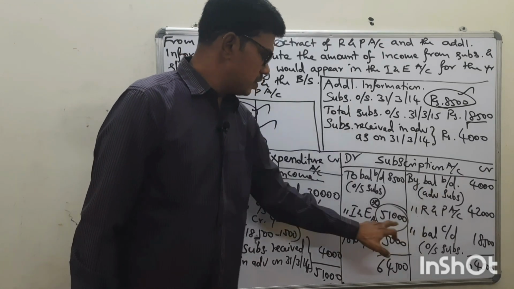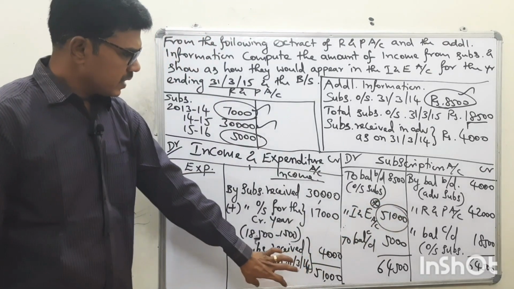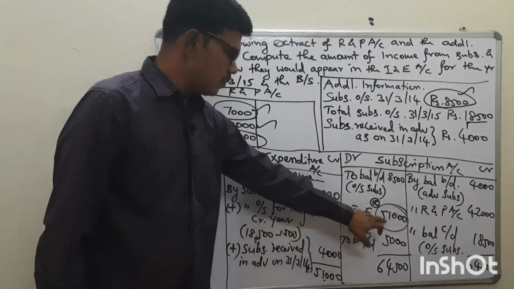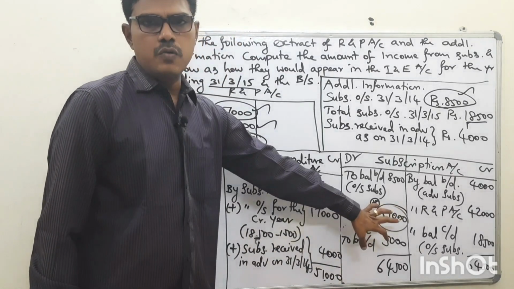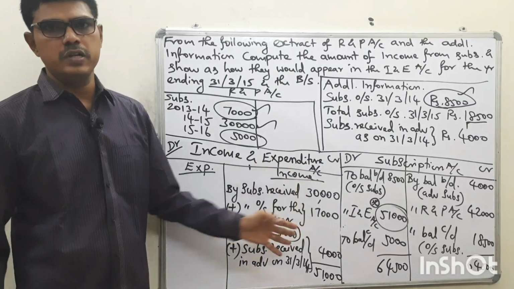If you adjust this account, you will get the amount of income from subscription, which must be shown on the income side of the income and expenditure account, right? You can cross verify. These two amounts must always be equal, must be the same. Then only we can understand that what we have worked out is correct.